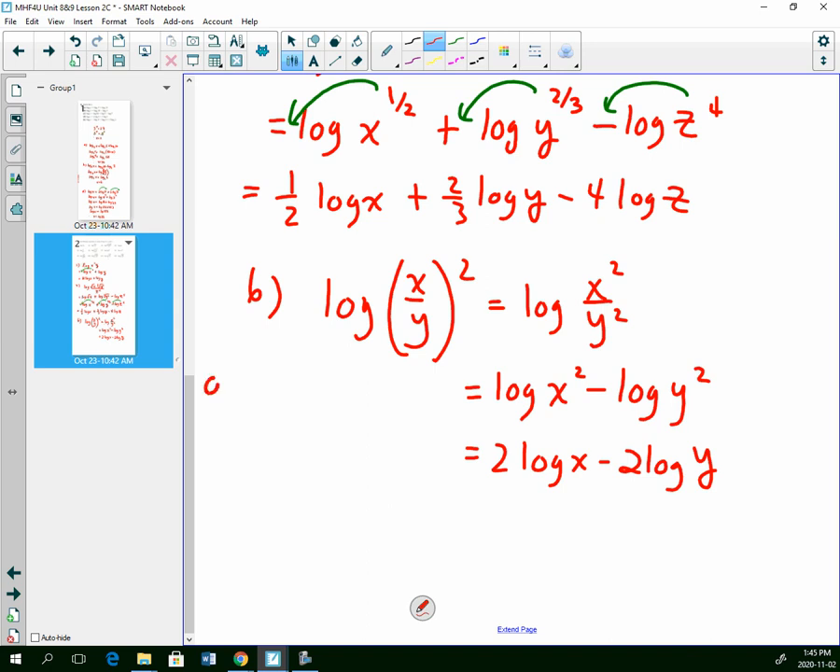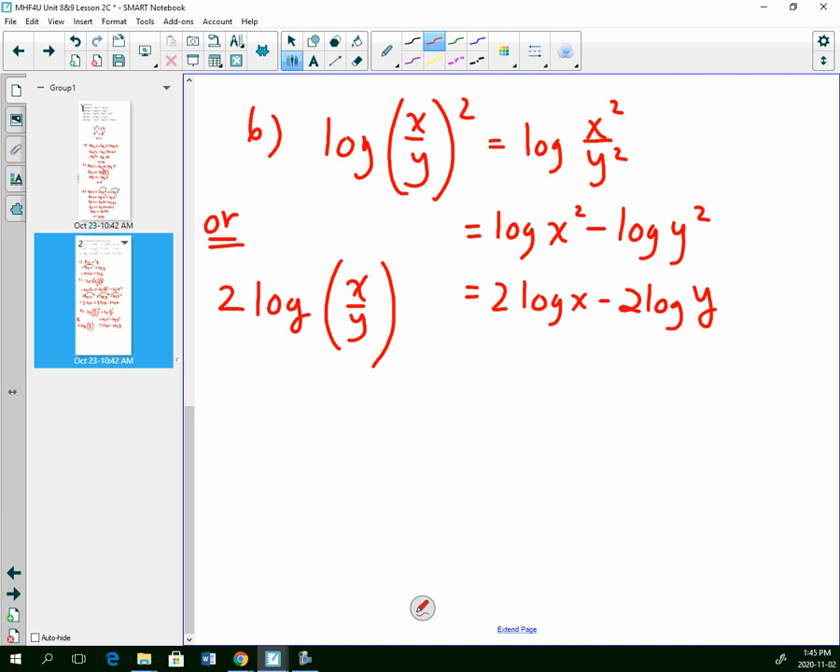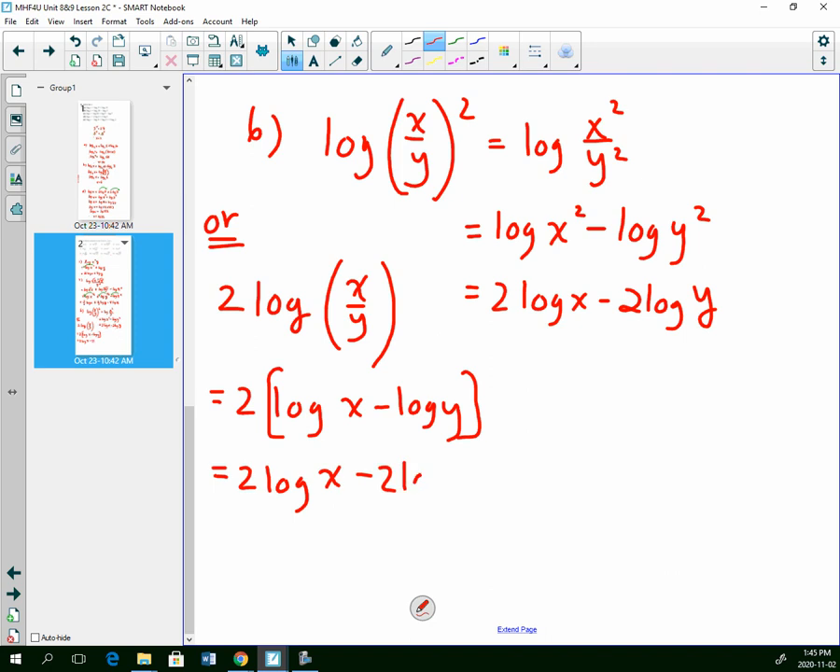Or you can bring down the 2, right? You could apply the power law first. So we'll bring down the 2. Then we'll separate. But we have to remember that that 2 applies to both terms in the bracket, so then we would have to expand by multiplying each term by 2. Okay, so it's your choice which way you do it.